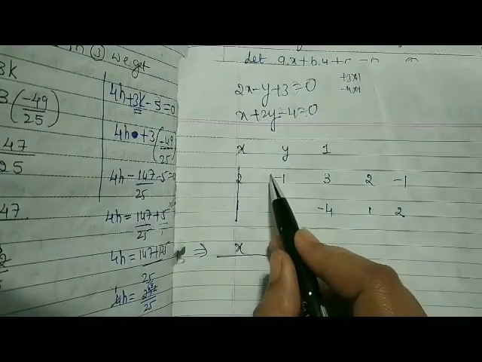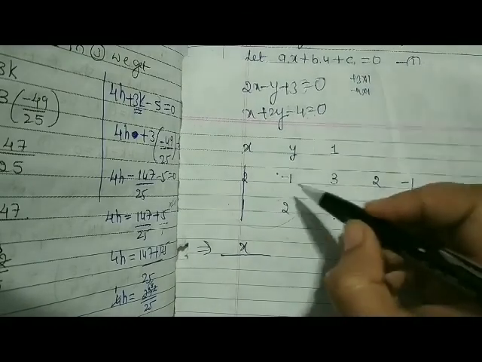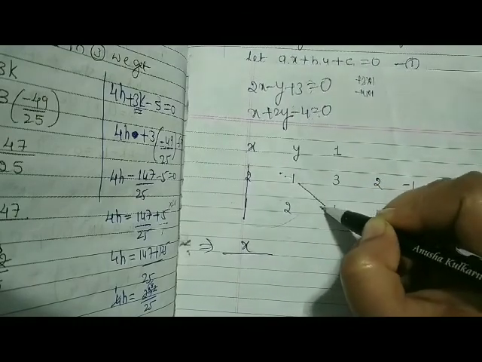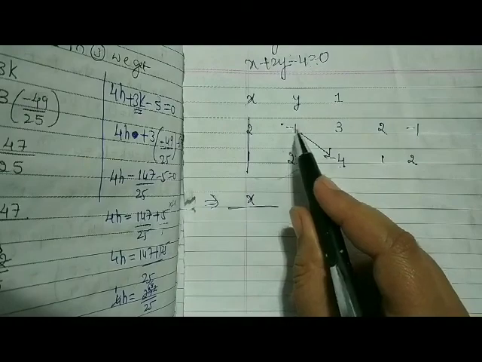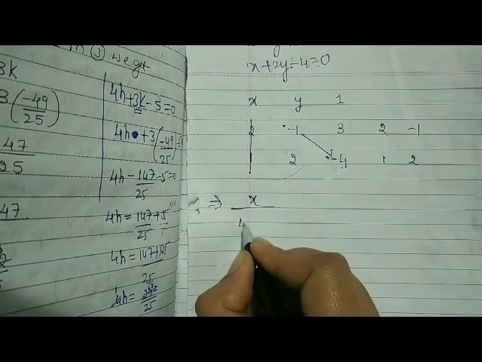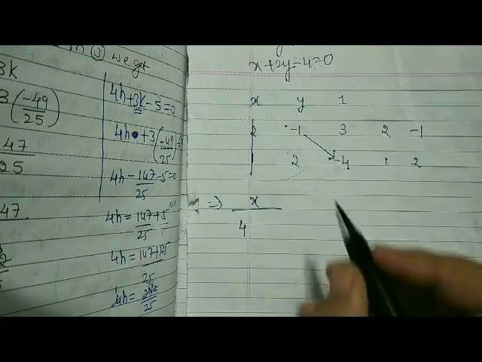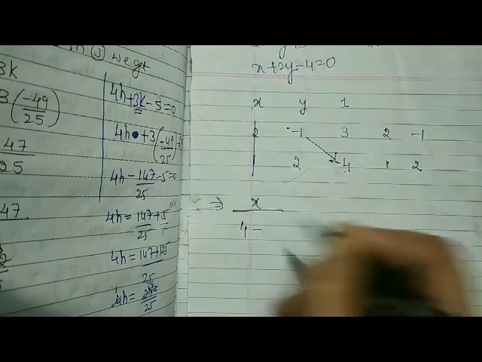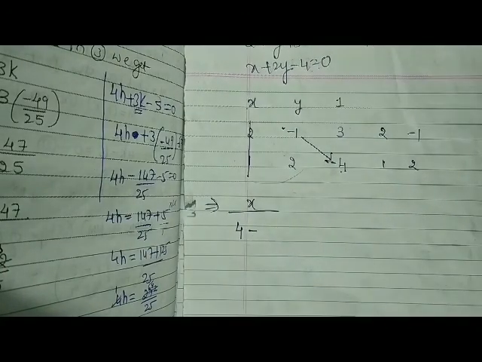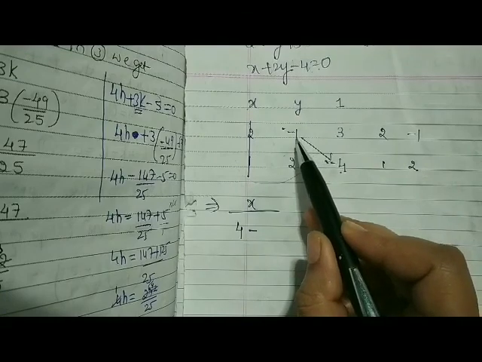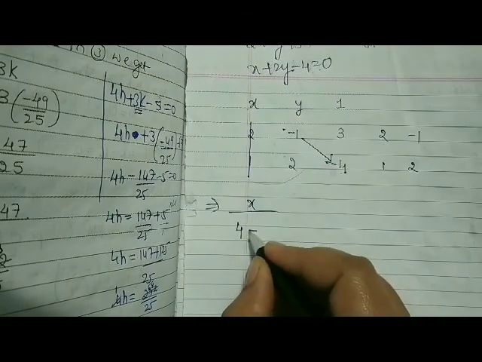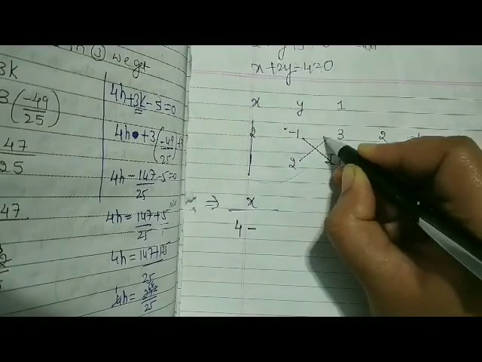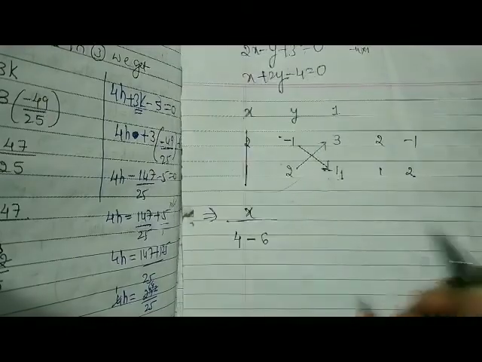Okay, next, since this method is cross multiplication method, you have to cross multiply, that is from left top to right bottom. Cross multiply from left top to right bottom, that is minus 1 into minus 4, which is equal to 4. After multiplying these two terms, a subtract sign comes, that is we'll keep minus. Next, 2 into 3, that is 6.